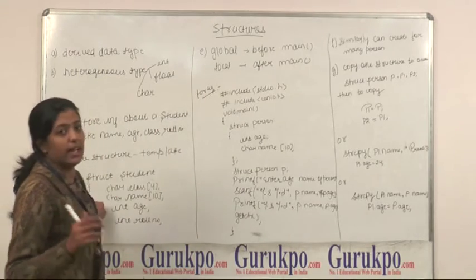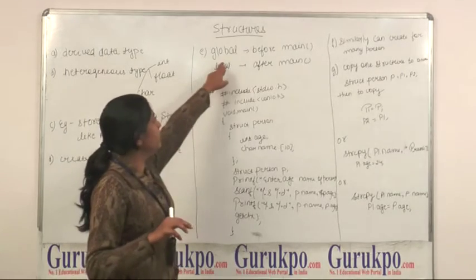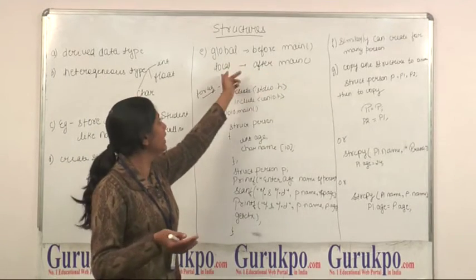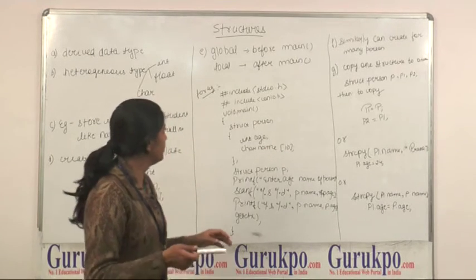Now this structure can be placed in two places, either local or global. Global means before the main function and local means after the main function. Let's see with an example.